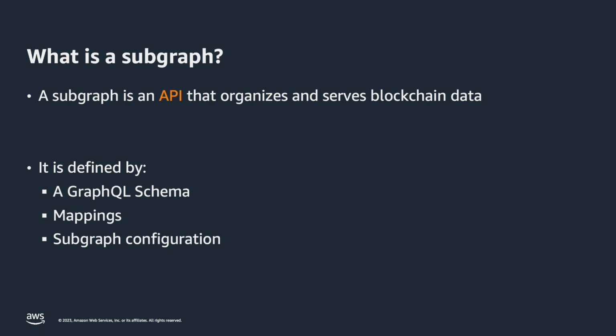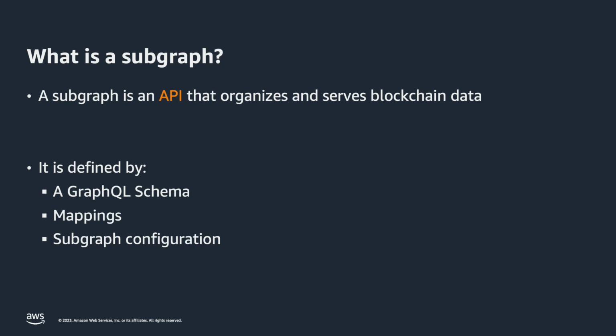The GraphQL schema defines the target schema for storage. It also defines how you can query for data later on. The mapping translates smart contract event data into entities. This component defines the transformation logic. The subgraph configuration specifies the smart contract to index, the starting block, and similar configuration data.